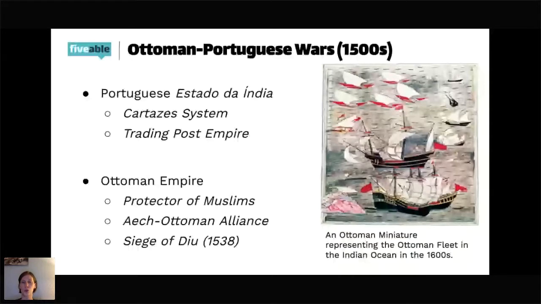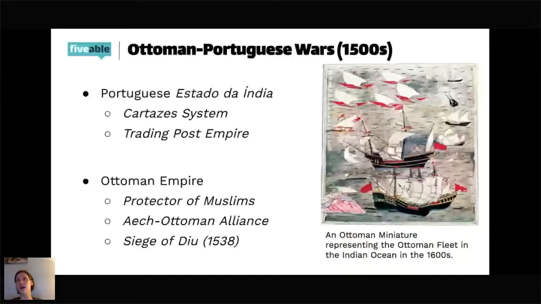It's also true that the Ottomans represent a limit and a challenge to Portuguese attempts to expand their empire through trading posts in the Indian Ocean. So both of these powerful empires represent a check to each other. And as they came into conflict with one another in the Indian Ocean, they attempted to get indigenous peoples throughout the Indian Ocean to take sides with one side or the other.